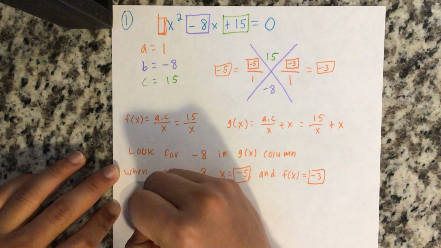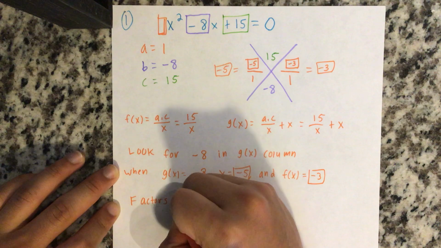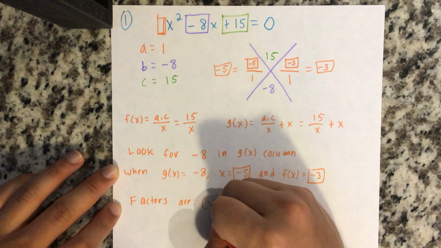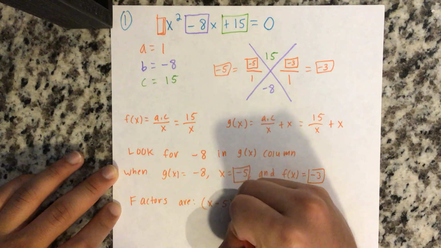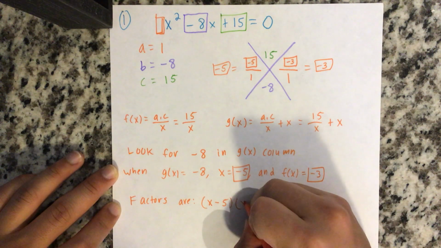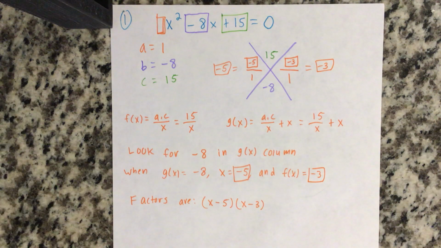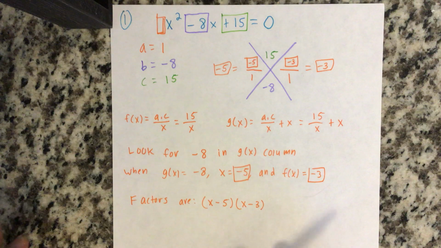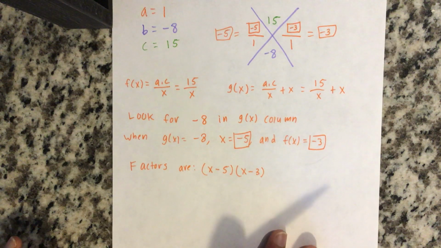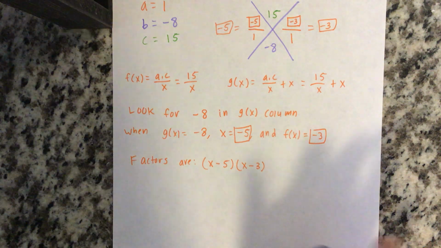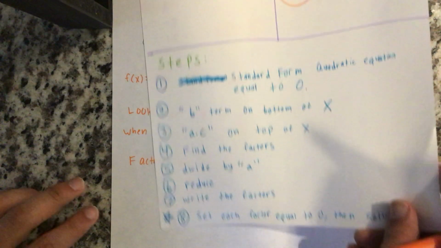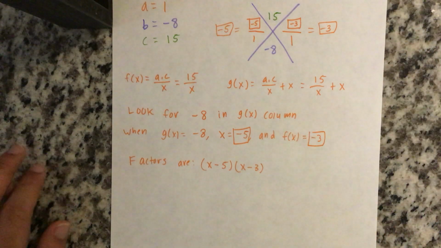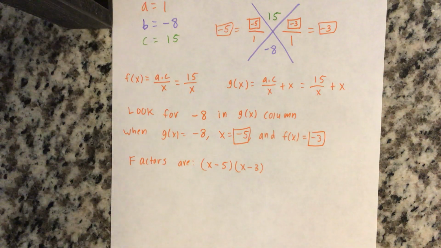So I'm going to write my factors are, since this is a -5, so x minus 5. This is a -3, so x minus 3. Okay? So if this is what we were doing last week, we would be done. But there is this last step. Okay? So remember the last step. I wrote it down here. I'll bring it back. I need to set each factor equal to 0, then solve. Okay? So watch how I'm going to do that.